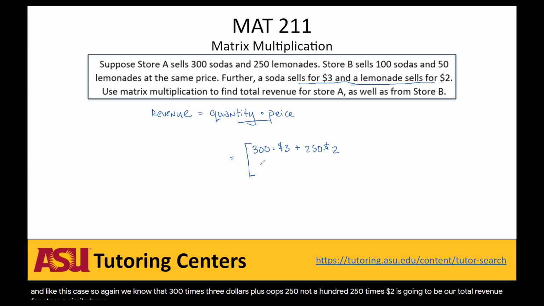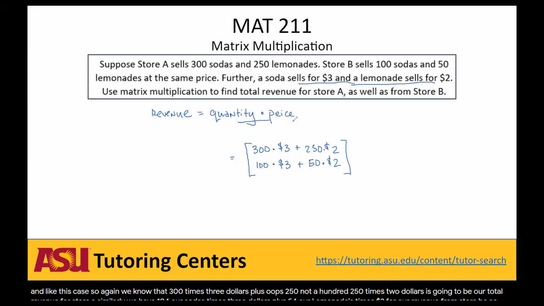Similarly, we have 100 for our sodas times $3 plus 50 for our lemonades times $2 for our revenue from store B.